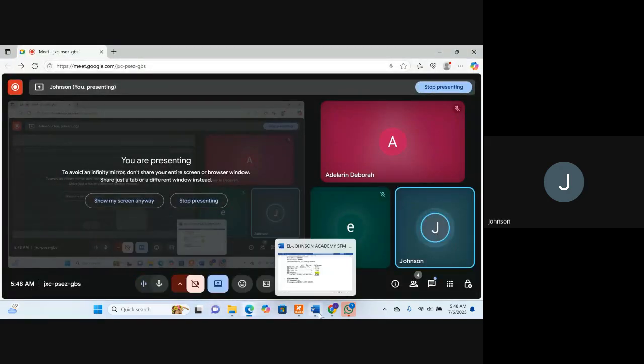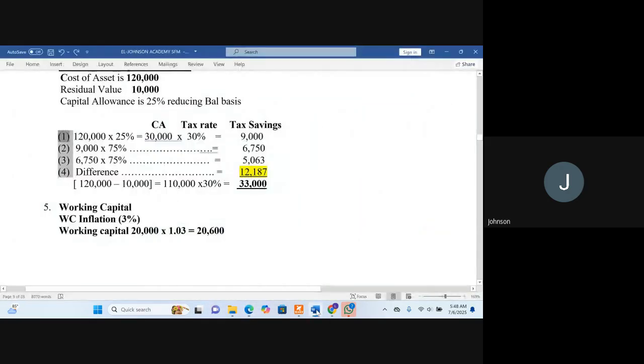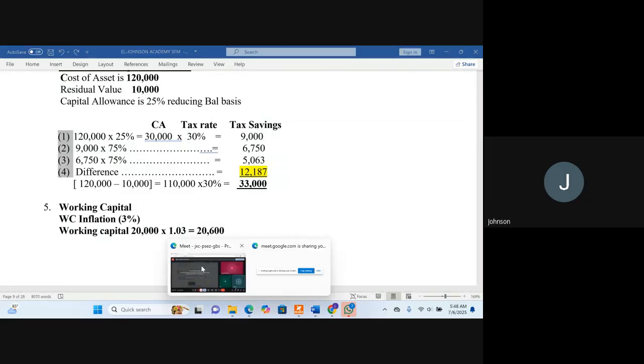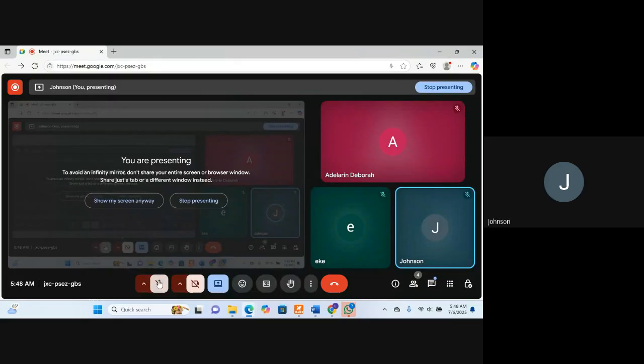Check another method you can use to calculate your tax savings on capital allowance. What other method can you use to calculate your tax savings on capital allowance?